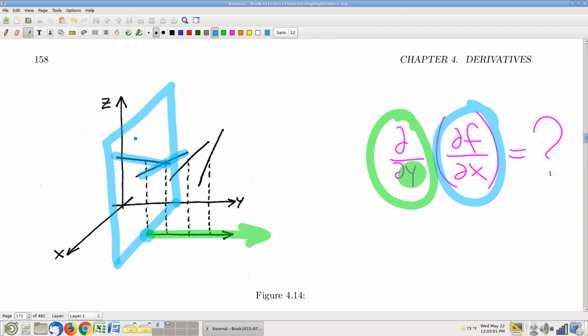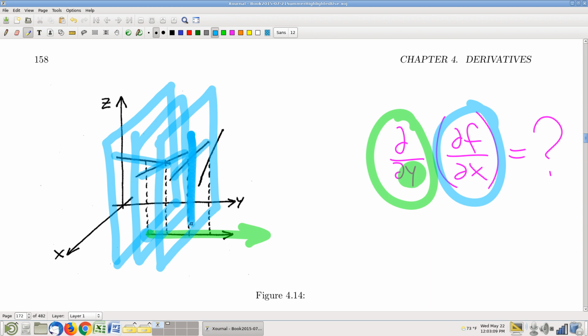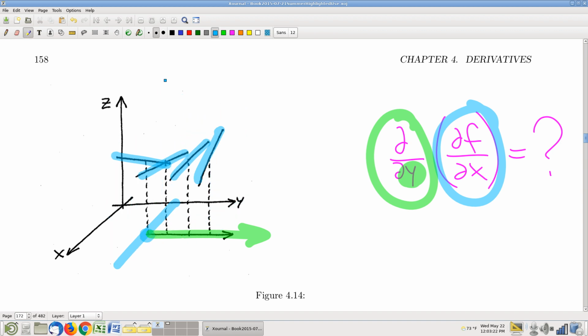And I could imagine, the picture is going to get muddled pretty fast here, but I could imagine various cross sections that I'm taking in the x direction. Now that we've seen clearly that we're taking cross sections in the x direction, let me try to recover a little bit of sanity in my picture by deleting those planes.